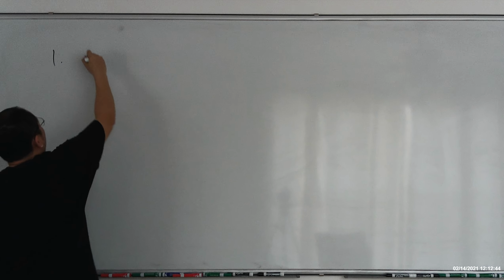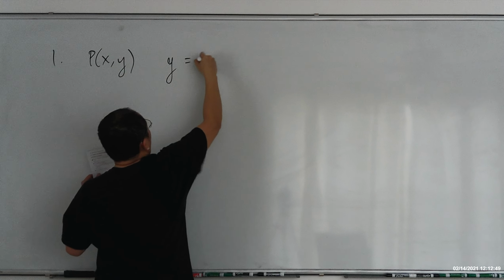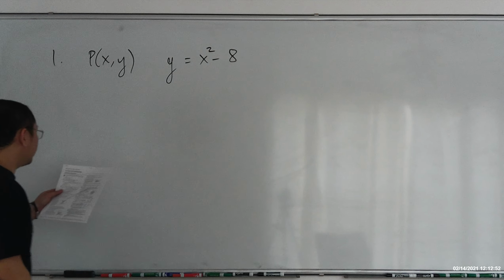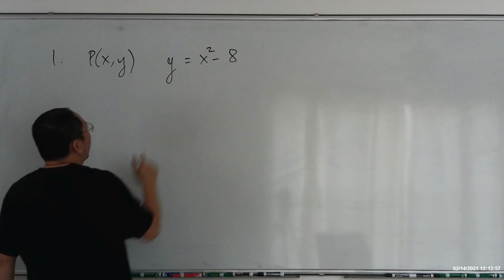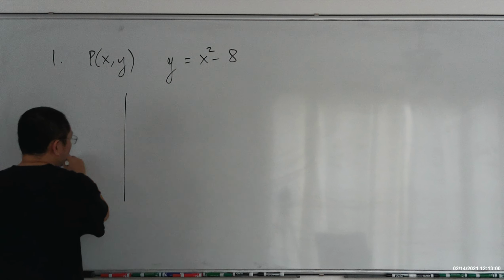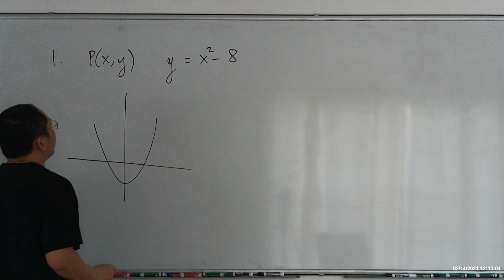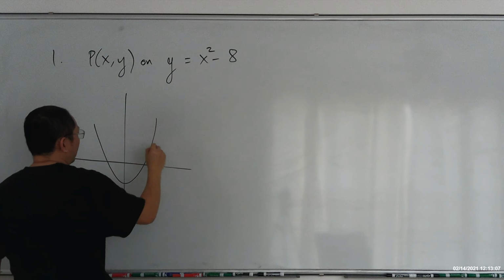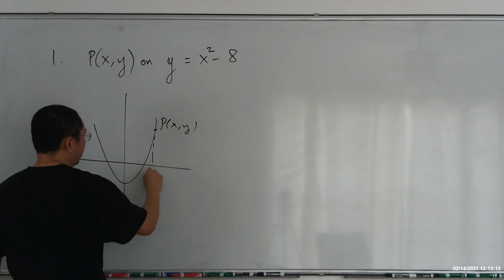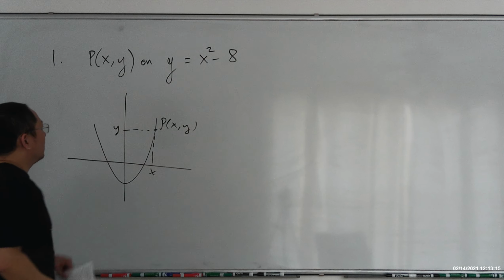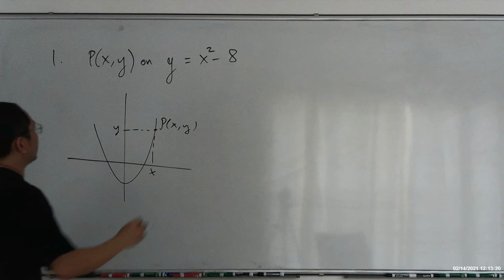They give you: let P be the point on the equation y equals x squared minus 8. So what do they give you? This one, as you learned already, is a parabola. The parabola y equals x squared minus 8 is going to look like this. And P is a point on it, a point on that curve. I don't know where it is, so it's just P, with coordinates x comma y. This is x, and this is y for the point P. And they ask us to find the distance d from P to the origin.